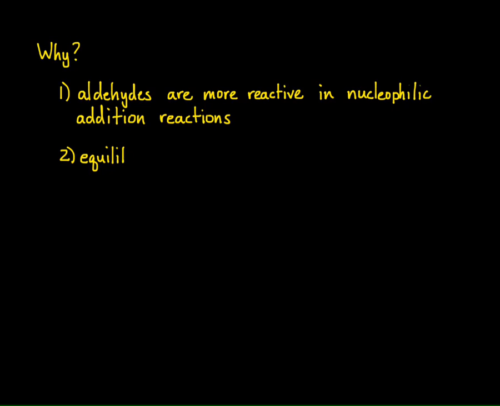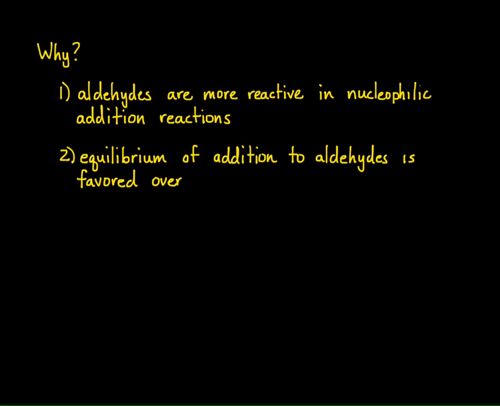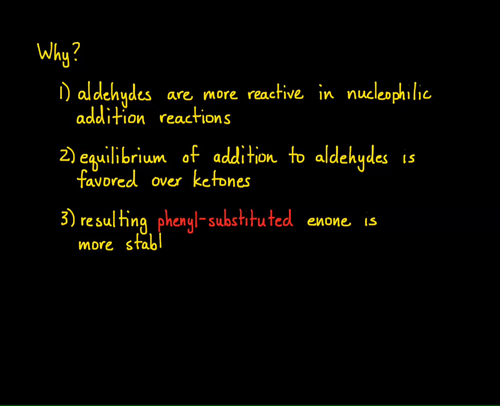The second reason, which is kind of related, is that the equilibrium of the addition to aldehydes is actually favored toward the product over that of ketones. And then the third reason is that the resulting phenyl substituted enone with the benzaldehyde is actually more thermodynamically stable than the product with just an alkyl group, right? So phenyl groups stabilize alkenes more than alkyl groups do, and therefore it leads to a more stable thermodynamic product.